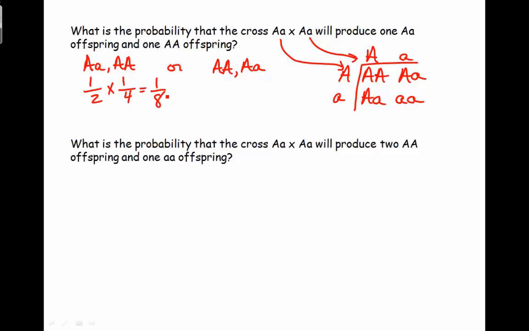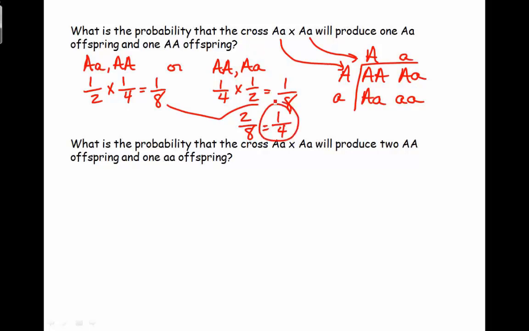Okay, that's one possible order. If we look at the other one, we're going to have a 1/4 for the big A, and then we're going to have a 1/2 for the heterozygous, so that's going to give us 1/8. So we add them together, and 1/8 plus 1/8 is going to give us 2/8, and that we reduce down to 1/4.